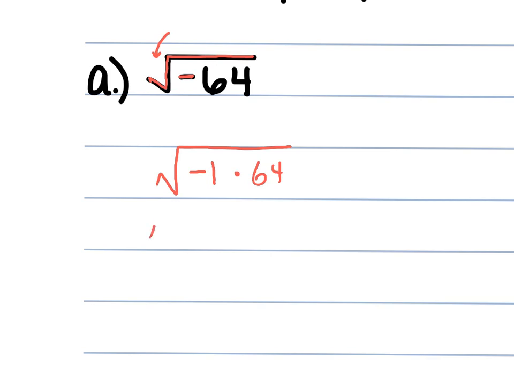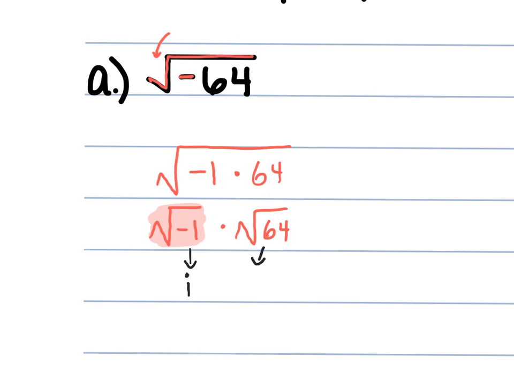Now I'm going to break this up: the square root of negative 1 times the square root of 64. This just became something I can do now, because a moment ago, we learned how to deal with this. What did we say this is going to equal? i. So I'm just going to write i. This part right here is equal to i. But I have not dealt with the 64.